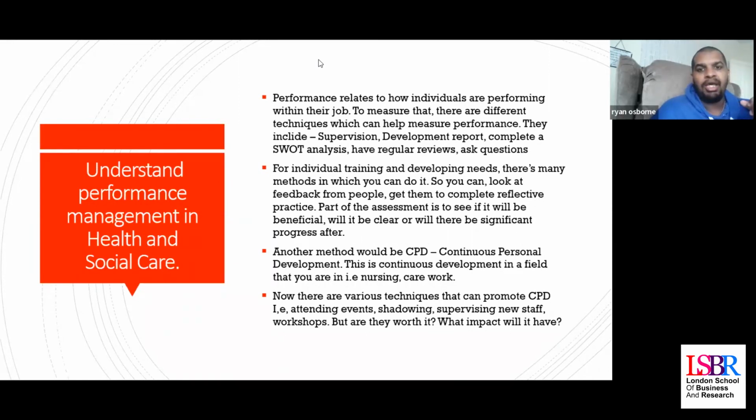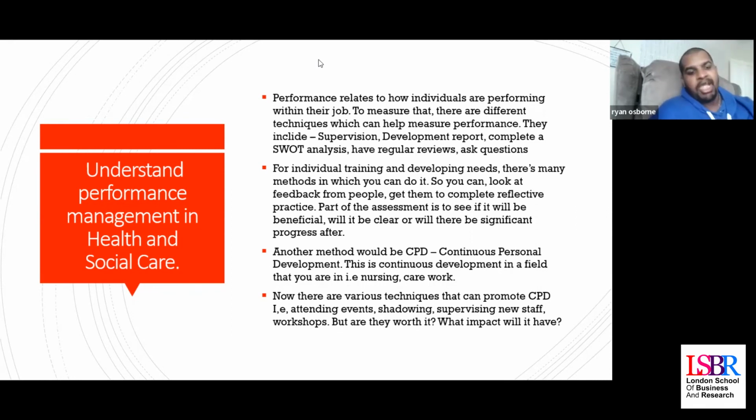Now, another method of management performance and measuring someone's performance is CPD. Now, CPD is continuous professional development, and that is in a particular field that you are in, i.e. nursing, care work, social work, therapy work, working as a GP. All of that is key because it's continuous professional development.